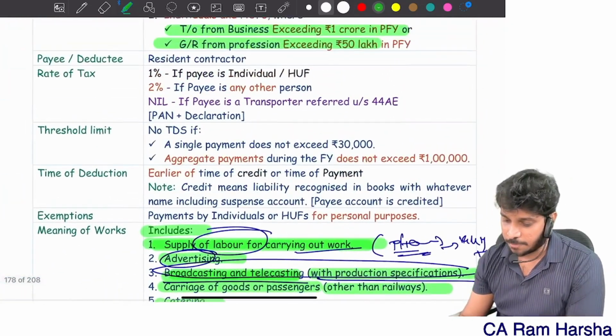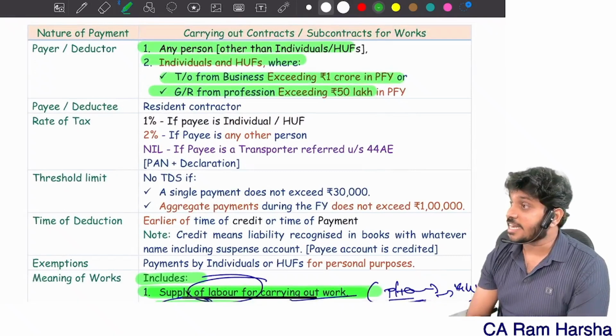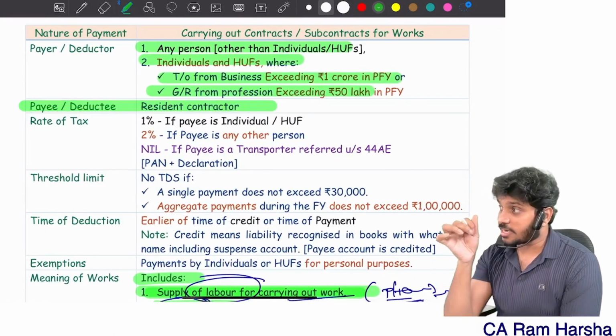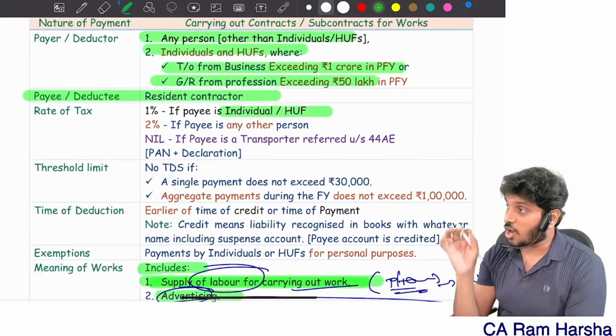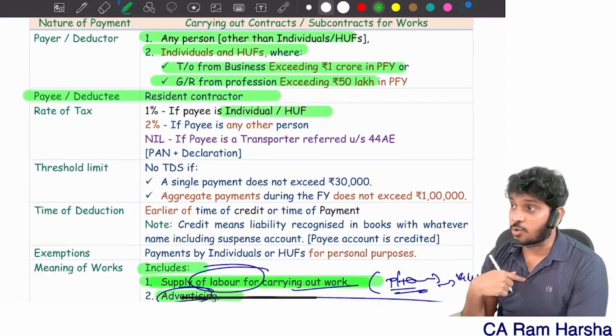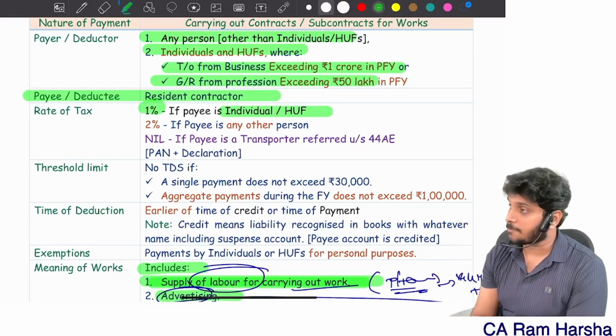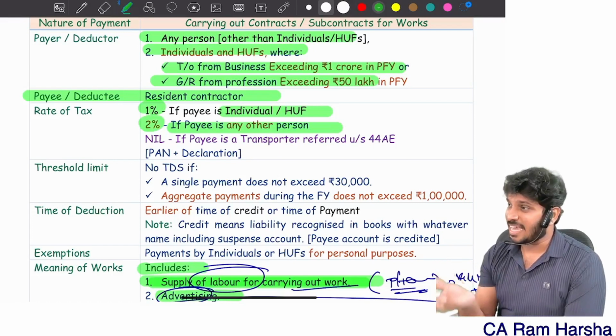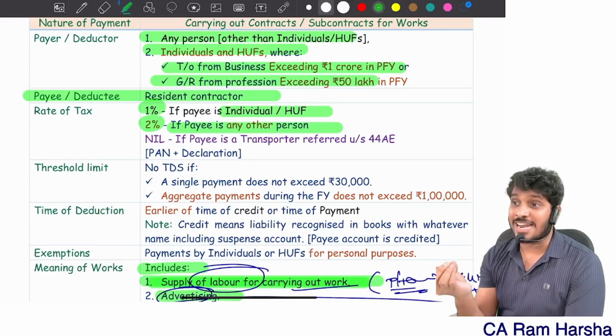Okay. Next, when TDS has to be deducted, if the amount is paid to a resident contractor, at what rate? If the contractor, the person who is doing work for me, is an individual or HUF, 1%. Suppose the work is carried out by some other person, then 2%. So partnership firm, LLP, AOP, BOI, company contractors, 2% directly.